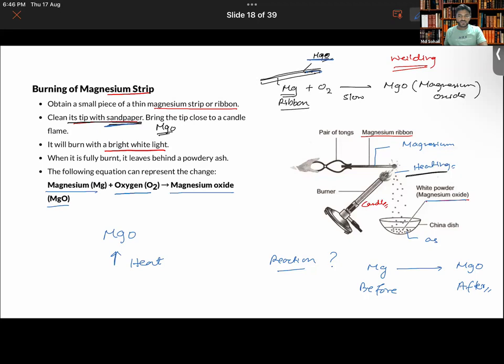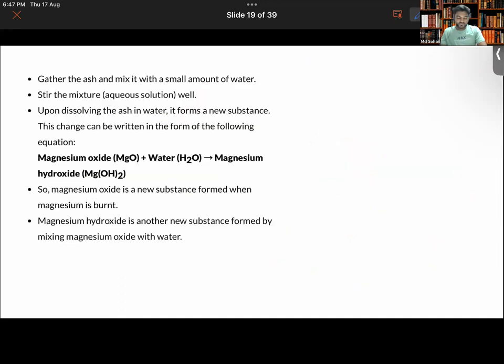When you have scrubbed it, the magnesium oxide has been removed, so you are left with magnesium. Then it will be heated properly and it will be able to react with oxygen. Hope the reaction is clear to both of you. Okay, then let's move ahead.